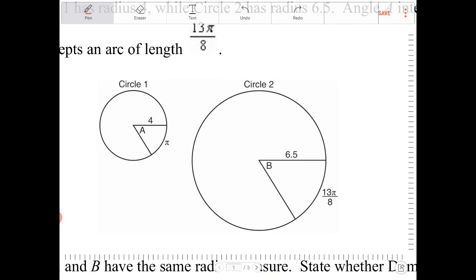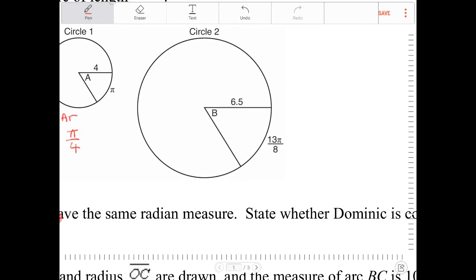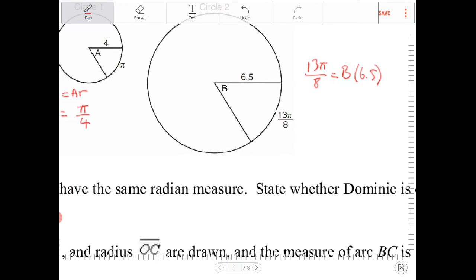So for A, circle 1 here, s is equal to theta r. So angle A is equal to pi over 4, in other words. Over here, I have circle 2. So 13 pi over 8 is equal to B times r, which is 6.5. If I divide this, B is equal to 13 pi divided by 8 divided by 6.5. Let's see if that actually comes out to be the same thing.